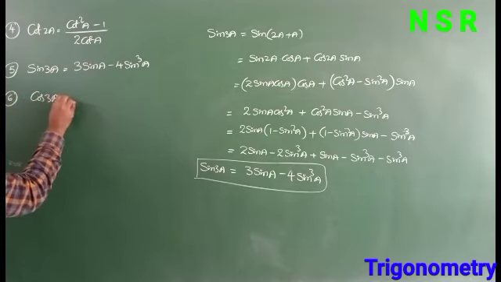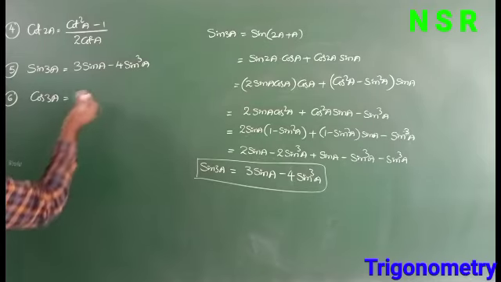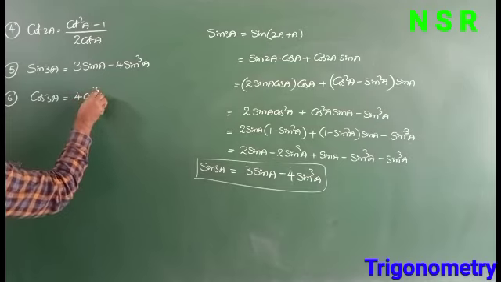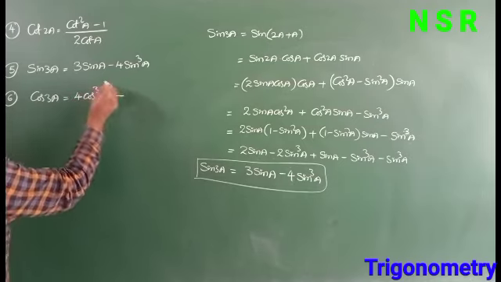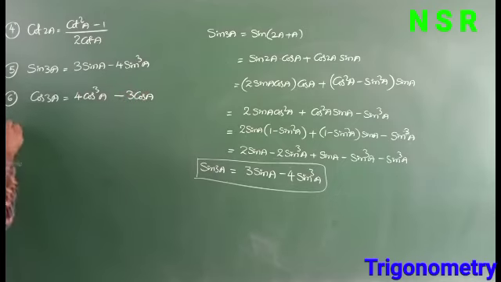cos 3a is the reverse. Sin 3a is totally in terms of sin, and cos 3a is also totally in terms of cos, but here first we get 4 cos cube a. So cube term first, next cos term, next 3 cos a. So this is the cos 3a formula.